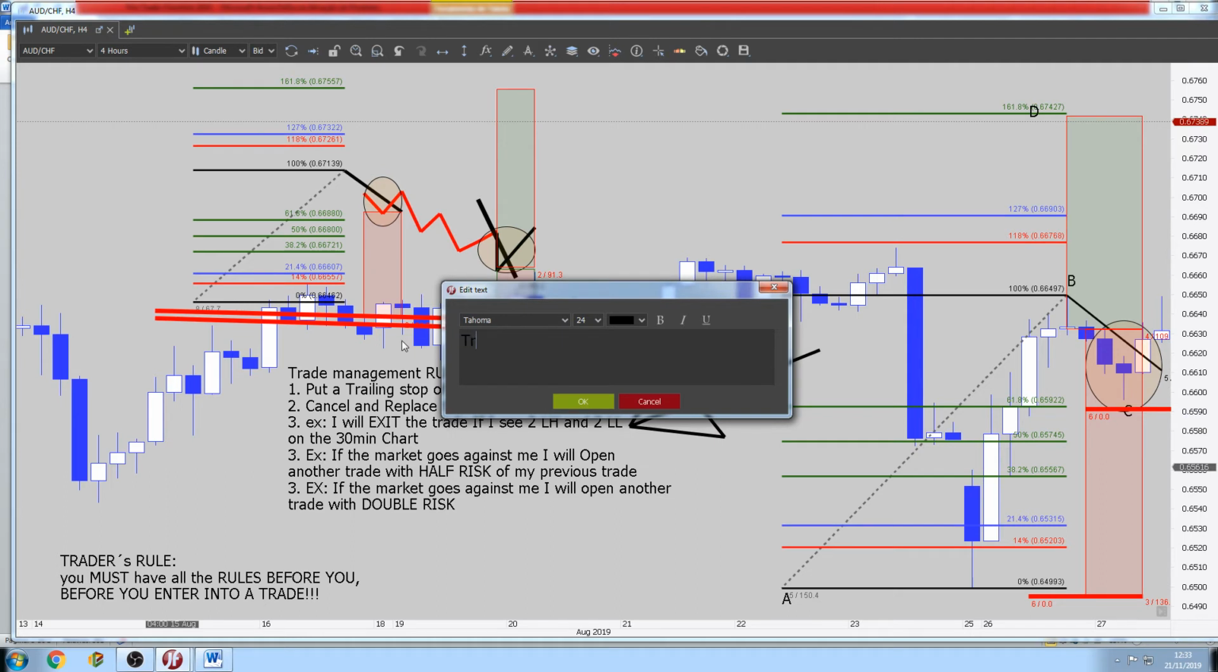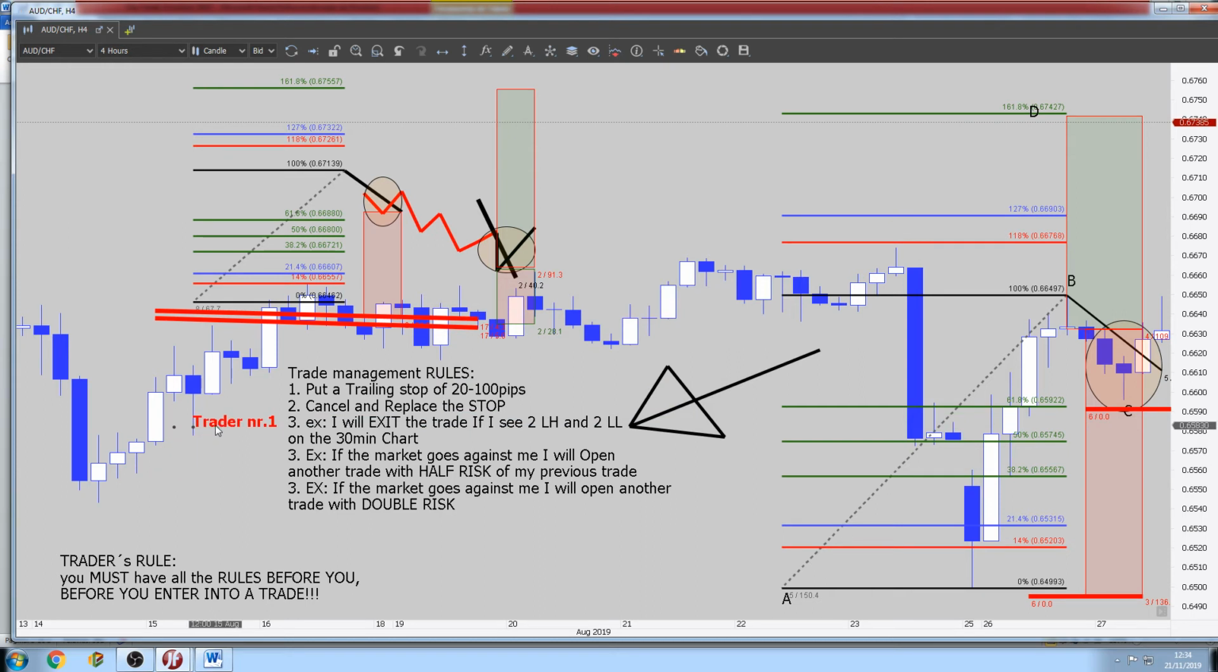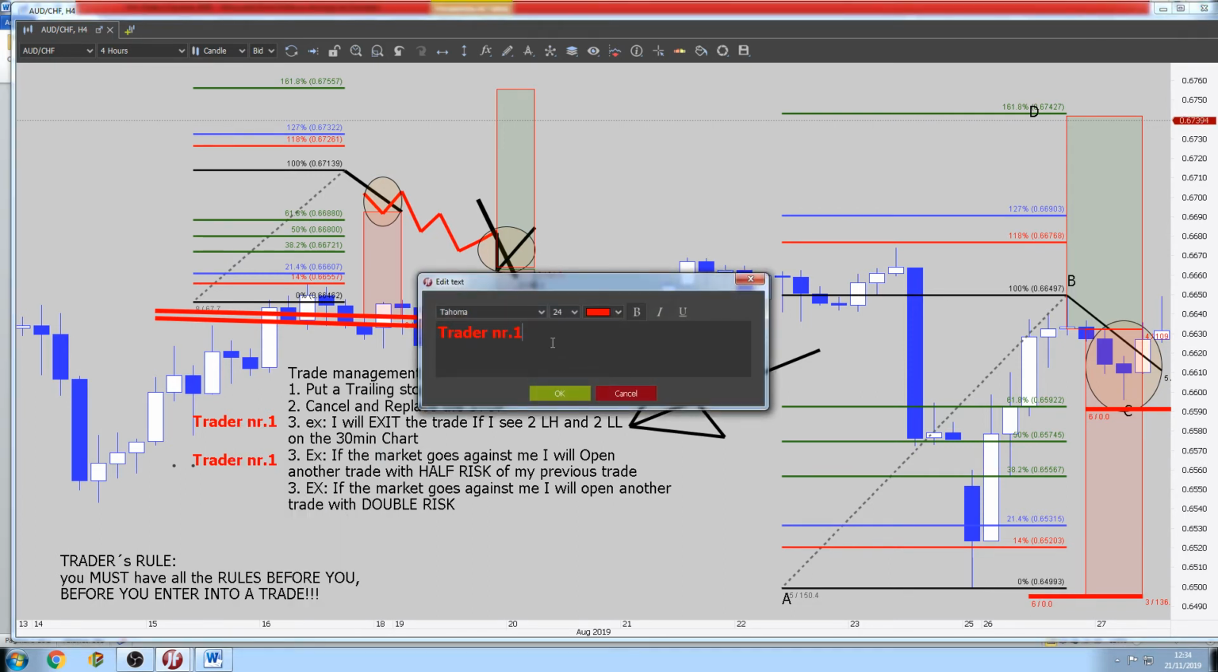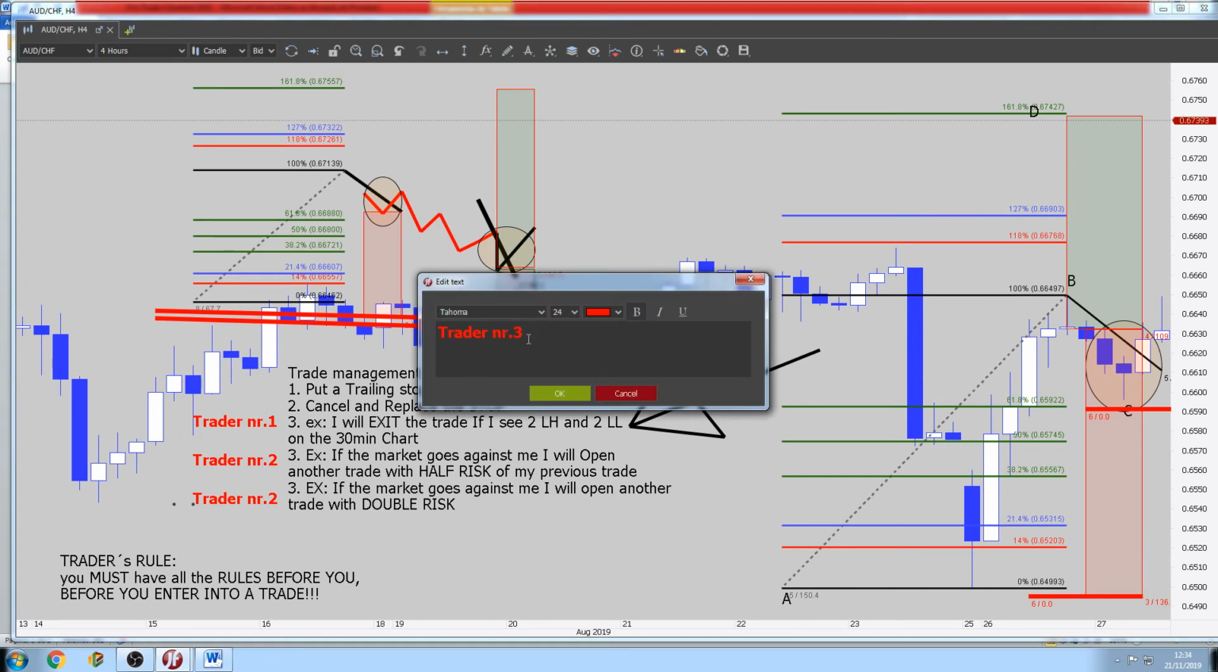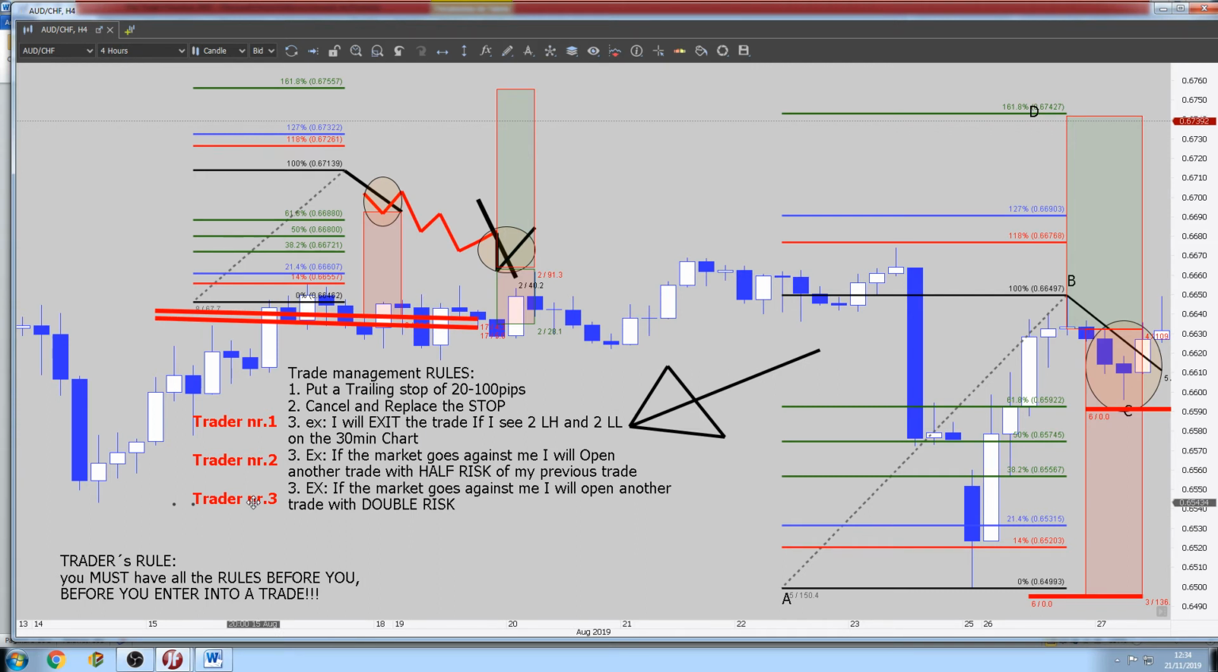Okay, so we have trader number 1, red. There you go. Trader number 1 is here. He's going to exit if he sees 2 lower lows, 2 lower highs on the 30-minute chart. Trader number 2 is going to open another trade with half risk, and trader number 3 is going to open another trade with double risk. Time to shine, number 3. Congratulations. What about you, everybody? Annie, MHB, Stoyan, Akos, Miguel, Victor, if you are in here. What about you, everybody?